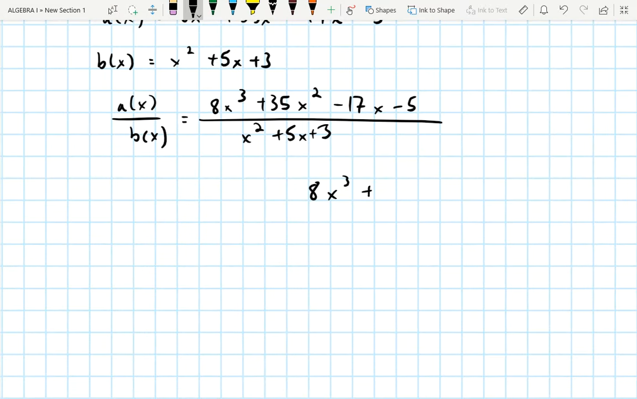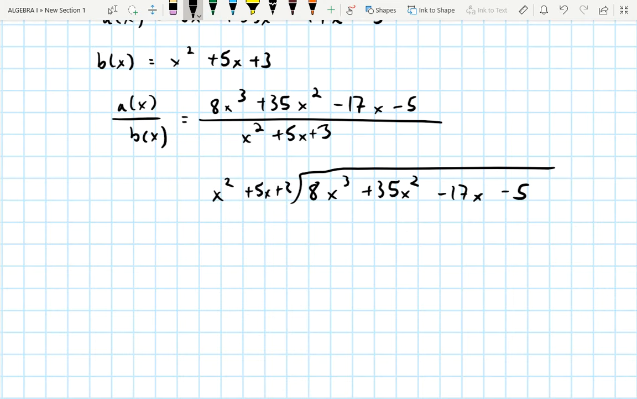So I've got 8x cubed plus 35x squared minus 17x minus 5. I'm dividing all these numbers, all these variables and coefficients by x squared plus 5x plus 3. And I always look at the leading term, and I finish when x squared is larger than the remaining powers on these variables. That'll hopefully click here in a second. So how do I get from x squared to 8x cubed? Well, I need a coefficient of 8 because the coefficient on x squared is 1. 1 times 8 gives me 8.